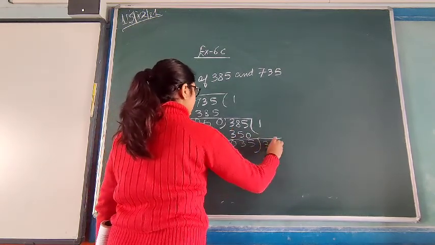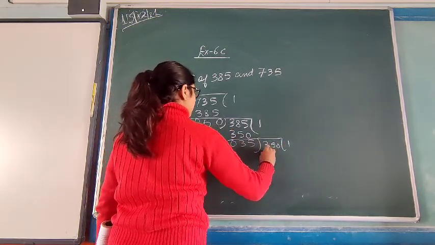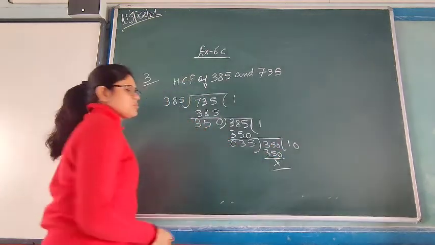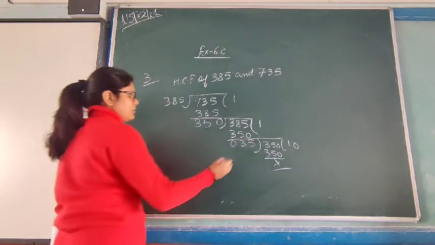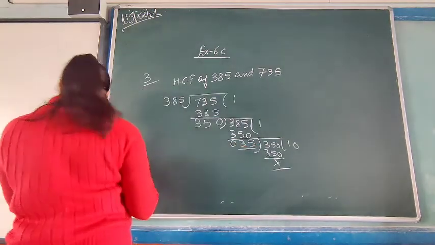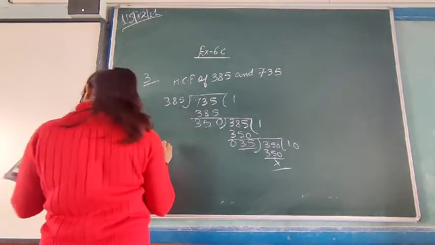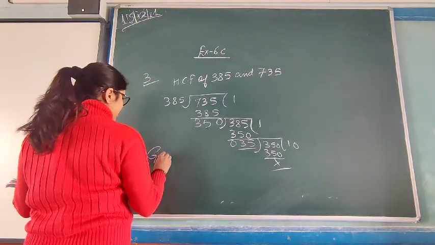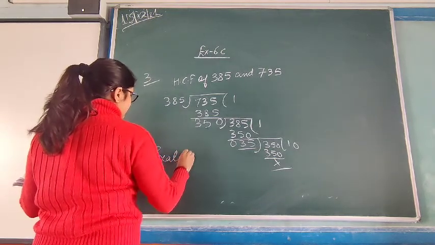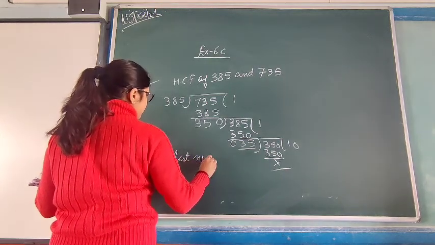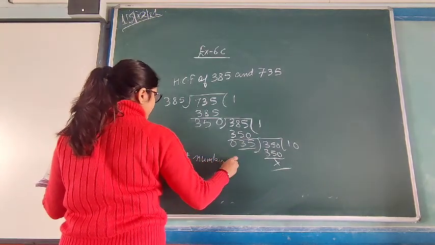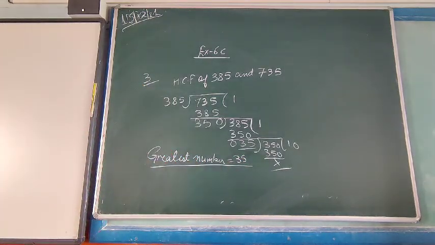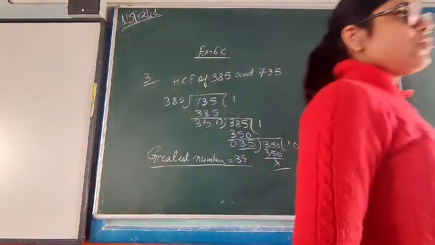Now again. So what is the last divisor? That is 35. So the greatest number will be 35. This will be your answer. Do it fast, then come to the next question.